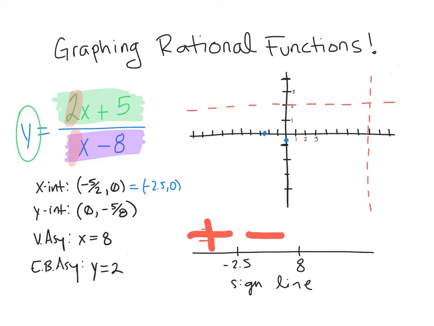Okay, let's pick a number above 8 for this last part of our sign line. I'm going to use 10, just because I like 10. It's a nice round number. So going back up here, if I plug in 10 for all my x's, 2 times 10 plus 5 is going to result in a positive number, so positive. And then 10 minus 8, that is also going to result in a positive number. So that's going to be a positive divided by a positive, which, folks, if you're paying attention, is in fact a positive number.